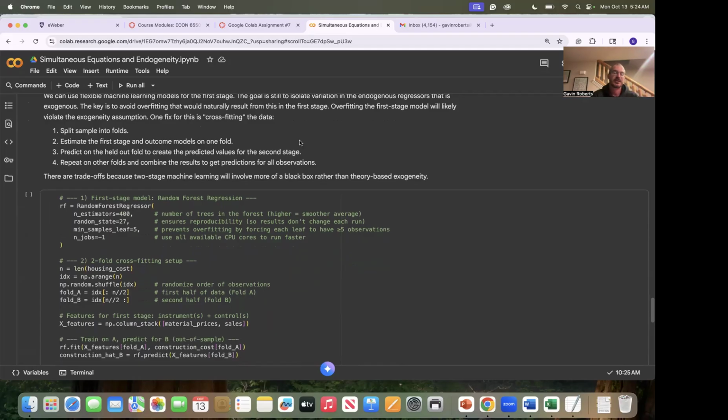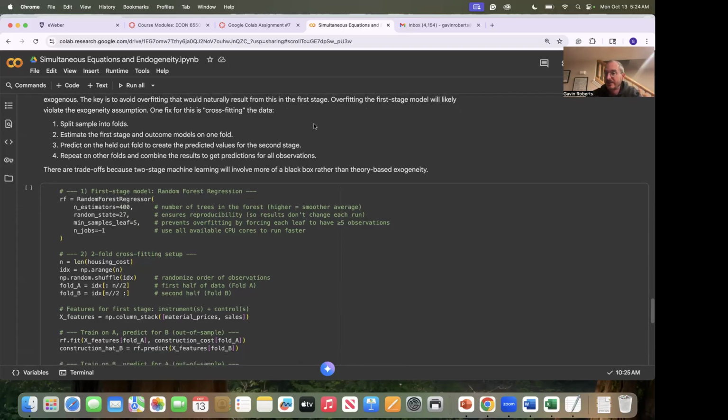So you might have a bunch of good reasons to use machine learning in your first stage, but we know that machine learning algorithms are likely to overfit. Overfitting the first stage model will likely violate the exogeneity assumption, which is the same reason that if we got a super high R squared in the first stage, we're probably violating the exogeneity assumption. If we use a really hardcore machine learning model that's awesome at predicting the first stage, then we're probably bringing the endogeneity over with us. So we have to be careful of that. And that's a key to two-stage machine learning.